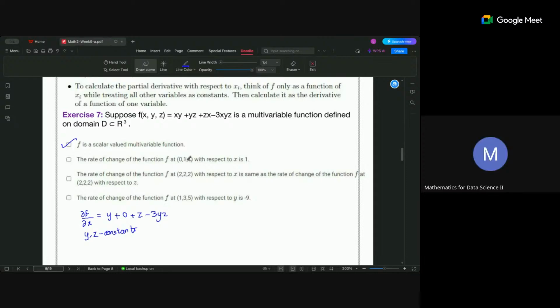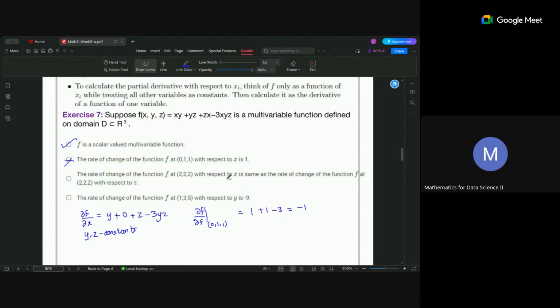So for option B, the point 0, 1, 1 we should find. So let's see, ∂f/∂x at the point 0, 1, 1. The answer is 1 plus 1 minus 3. So the answer is minus 1. So this is incorrect.